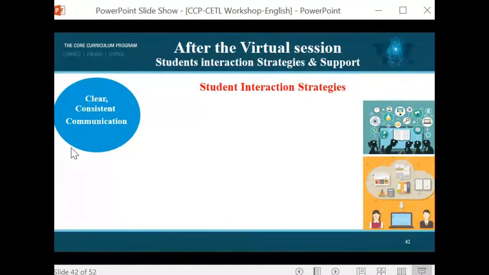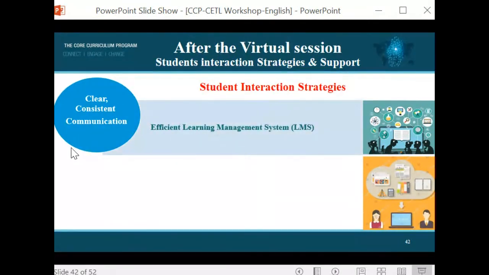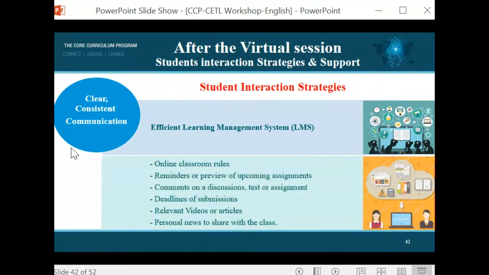First, a consistent and clear communication should be carried on with students using the learning management system. Here, posts made via the learning management system can include online class rules, which is very important, reminders or previews of upcoming assignments, comments on a discussion, test, or assignment, deadlines of submissions, relevant videos or articles, or personal news to share with the class.